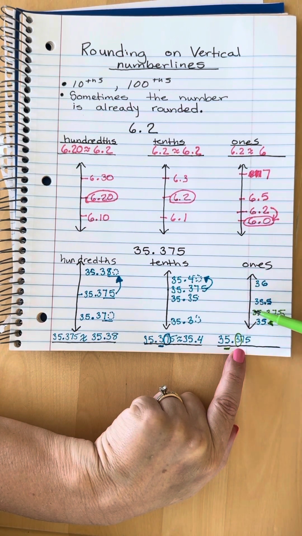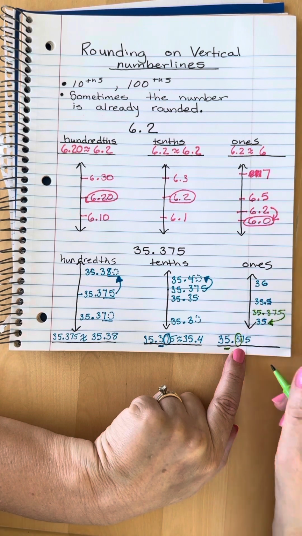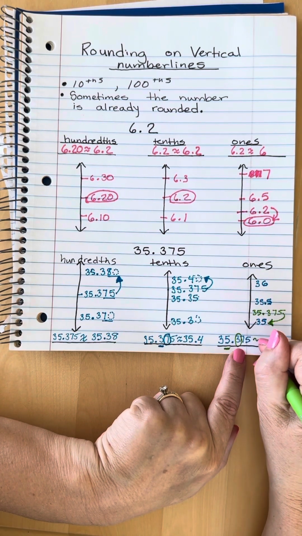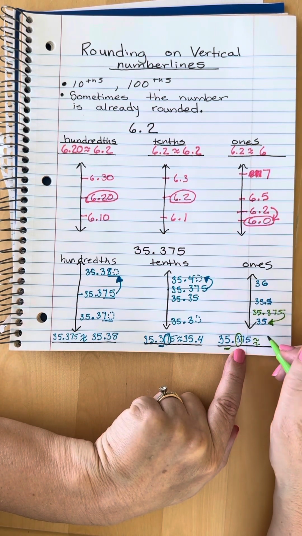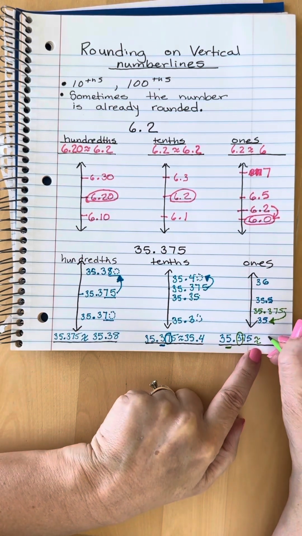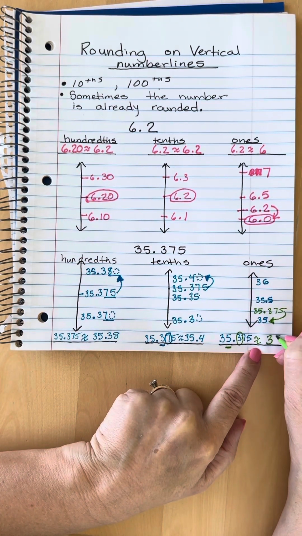So I'm going to round down to 35. So round it to the nearest ones place. 35 and 375 thousandths rounds down to 35.